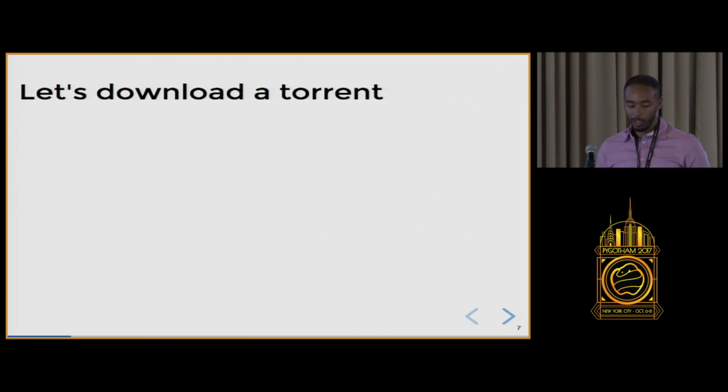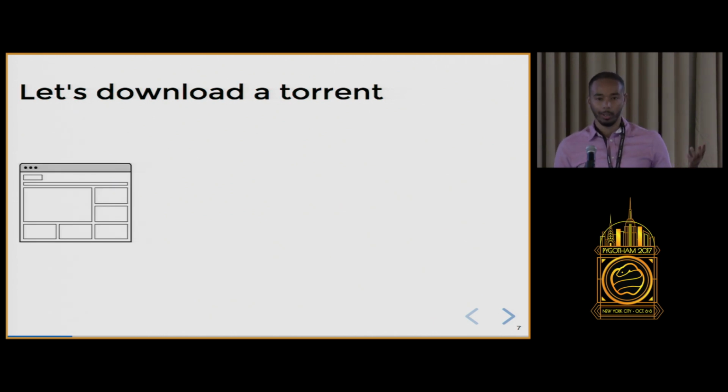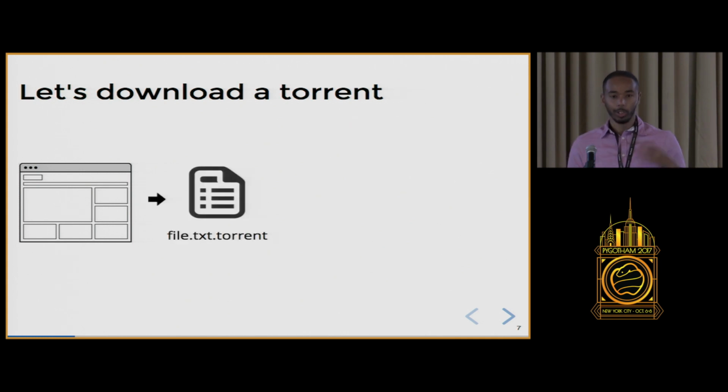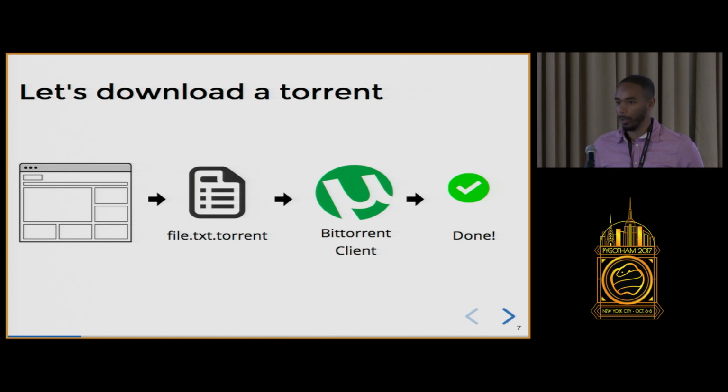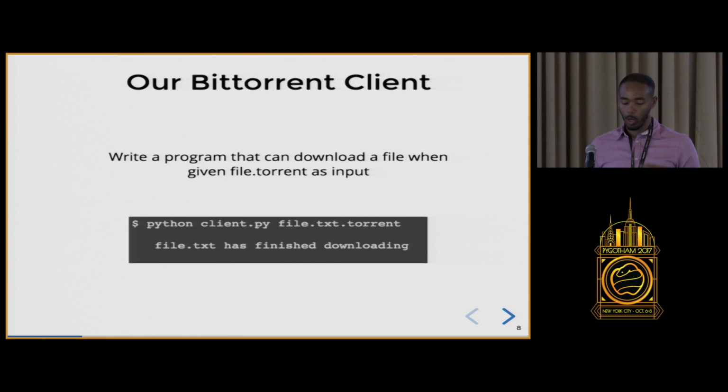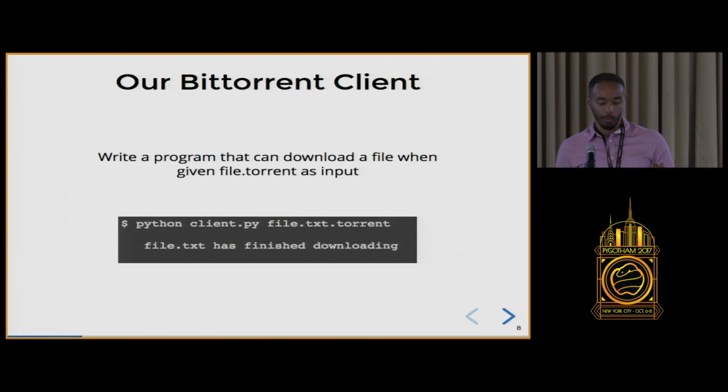And first, let's download a torrent file. The common experience that we're all used to is we'll go to some website, like the Pirate Bay or hopefully something more legitimate. We'll download this .torrent file onto our desktop. We'll open our Bittorrent client up and we'll drag and drop this file in there. And voila, we have our Bittorrent file. And we're going to talk about how this works behind the scenes. Specifically, we're going to write a Python program such that when we say python client.py, and we give it that .torrent file, it downloads that torrent file for us onto our computer.